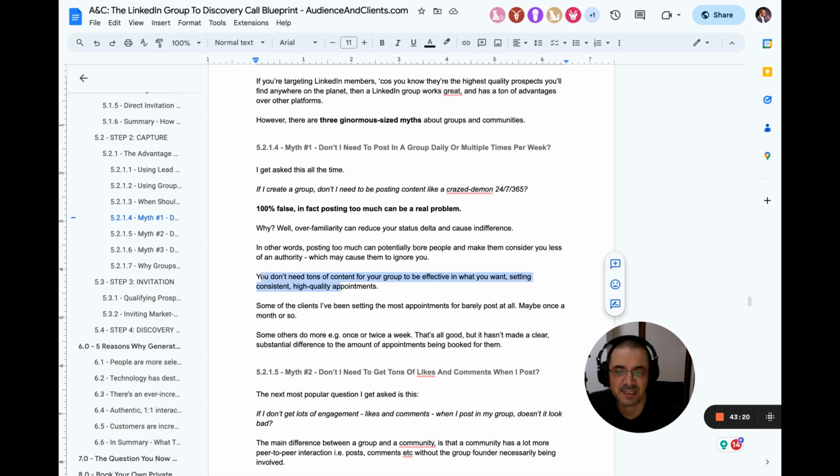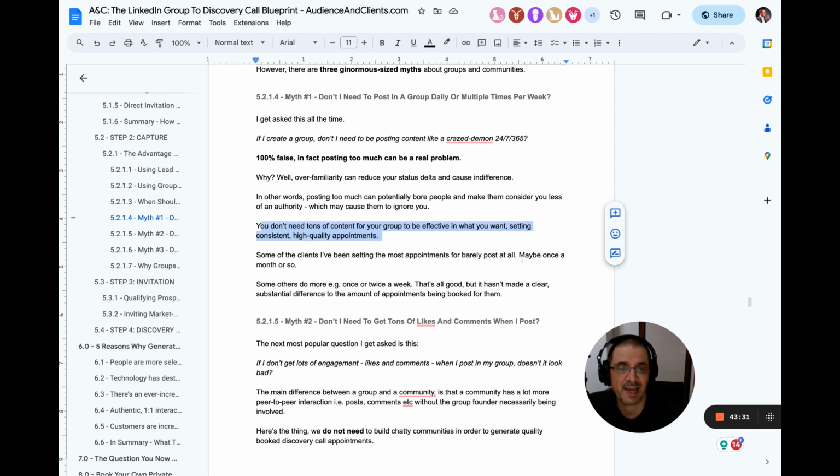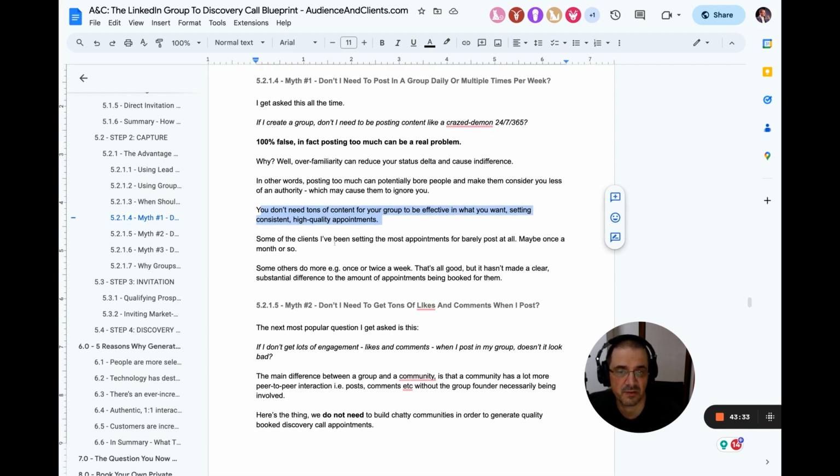So you don't need tons of content for your group to be effective in what you want, which is to be setting consistent, high-quality appointments. And some of the clients I've been setting the most appointments for barely post at all, maybe once a month, if that. Now, some do more often, once or twice a week, and that's all good. It's not a problem, but it hasn't made a clear, substantial difference to the amount of appointments being booked for them.